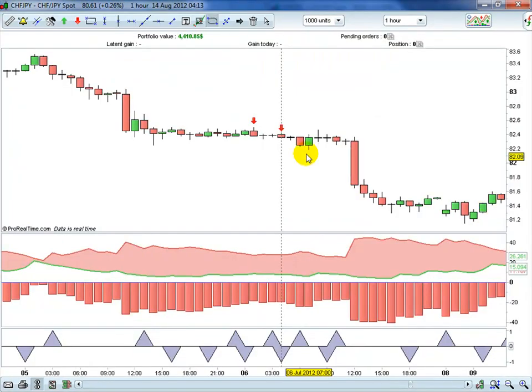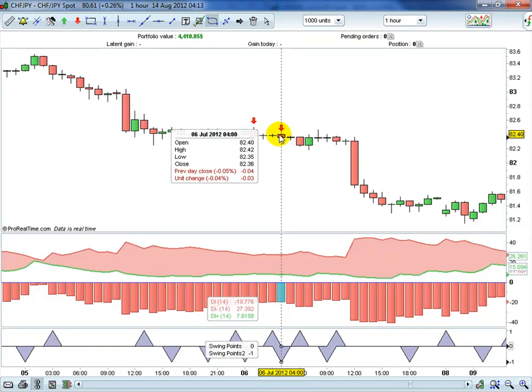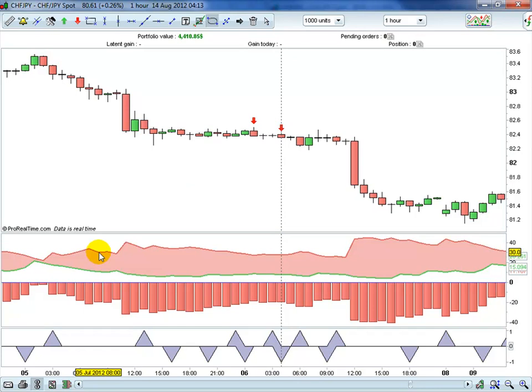So then we drill down to the hourly chart, and as of 4 a.m. GMT, not only do we have bearish momentum here right across the whole chart time frame, but something interesting has happened, specifically a swing point high, which is a potential entry trigger.